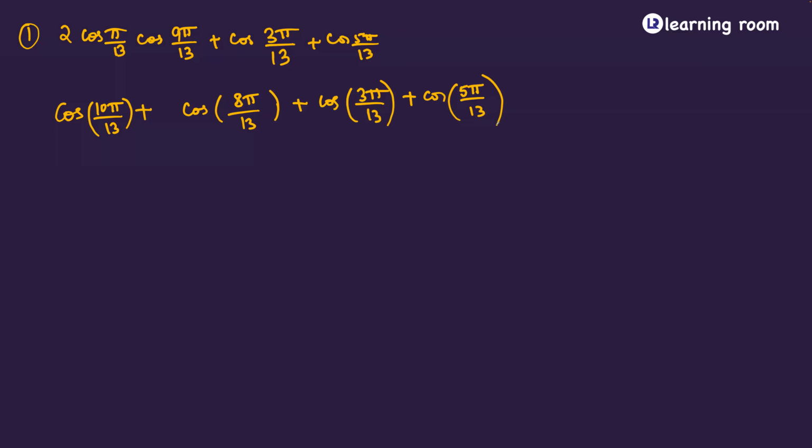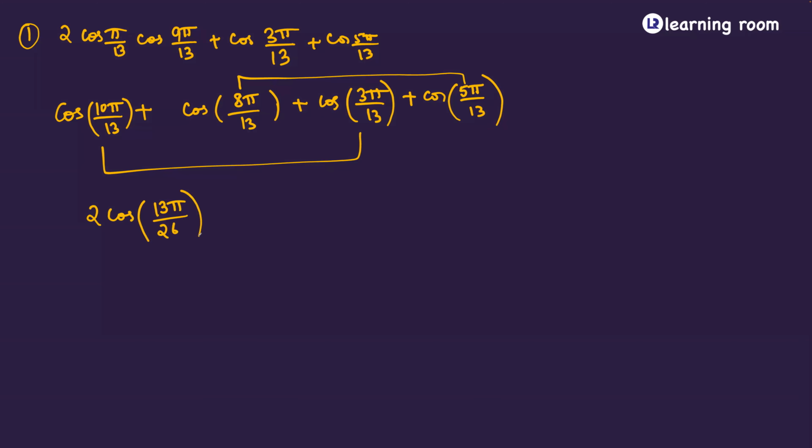Okay. Now tell me what we are supposed to do. You need to combine this term and this term, and you need to combine this term and this term. Why I got that idea is, you look at the angles, 13 pi, 13 pi, so you can add them. When I connect the first and the third term, you have 2 cos of 13 pi by 26, which is going to be pi by 2, into cos of 10 pi minus 3 pi, so you are going to get 7 pi by 26.